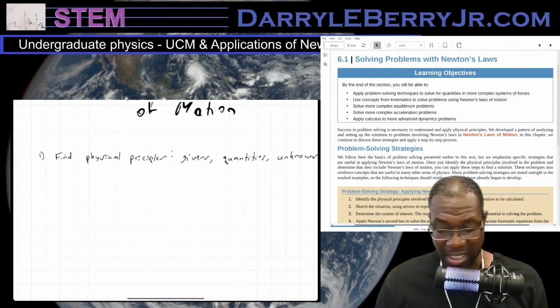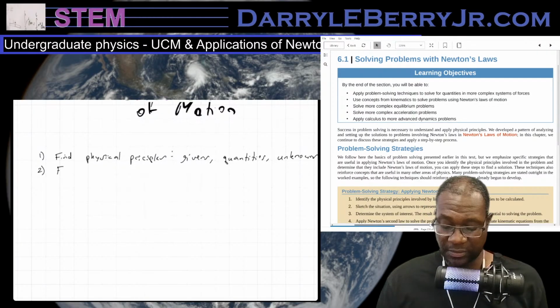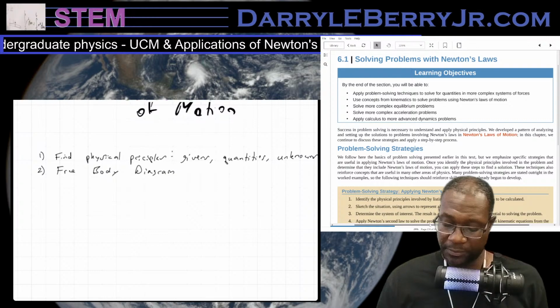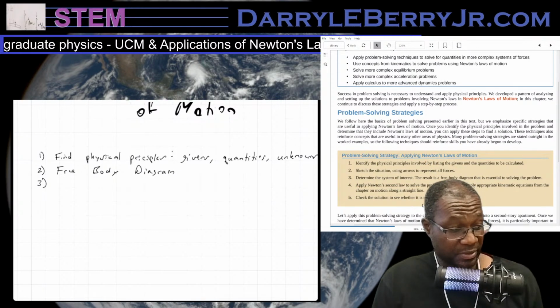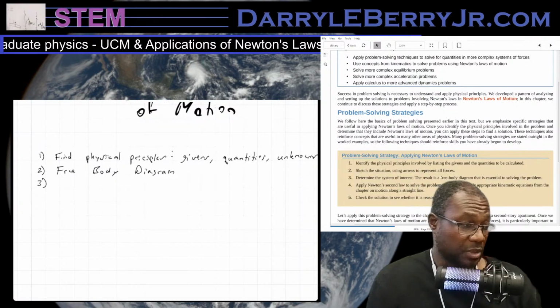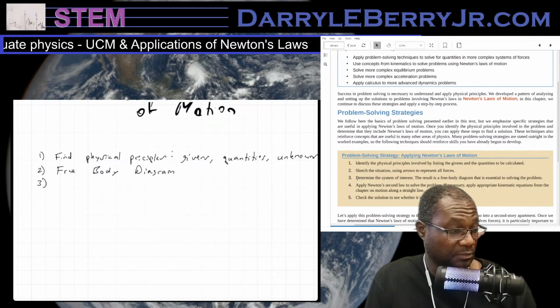2. Draw a sketch of the situation using arrows to represent all forces. So we'll just say free body diagram. Determine the system of interest. The result is a free body diagram that is essential to solving the problem. So that seems to be one step to me.